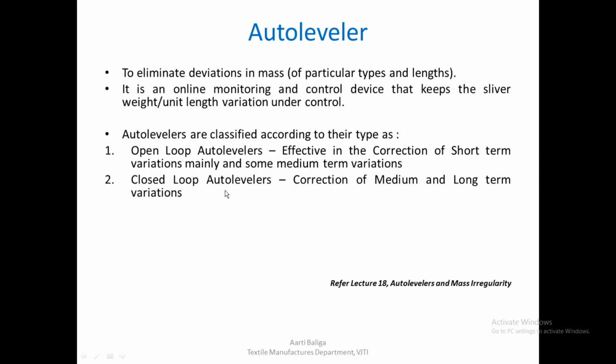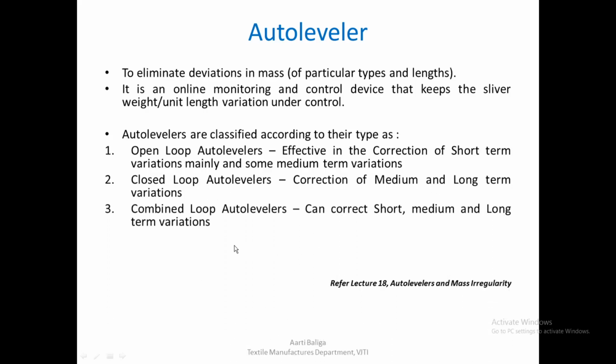Then we have a closed loop auto leveler which corrects the medium and long term variations. Then there is a combined loop auto leveler, which is a sort of combination of the open and the closed loop. And this combined loop auto leveler is able to correct short, medium as well as long term variations. For some background on the type of variation or the mass irregularity, you could refer to lecture number 18 on auto levelers and mass irregularity.